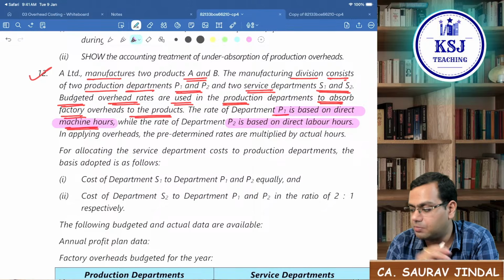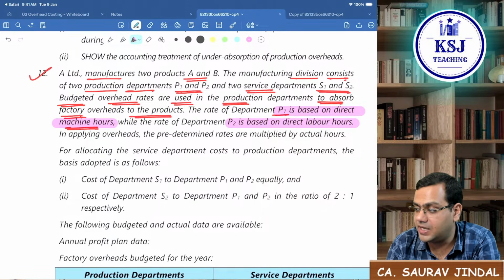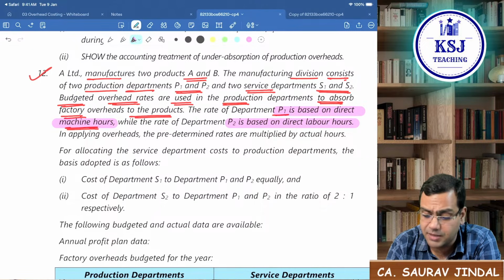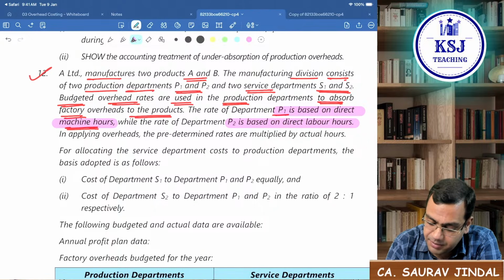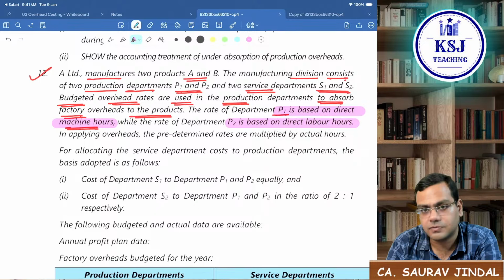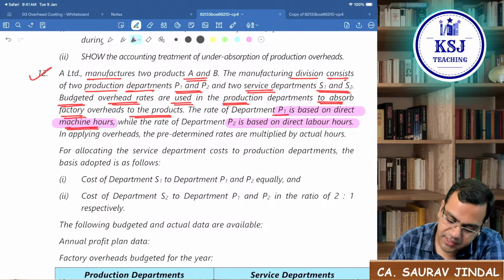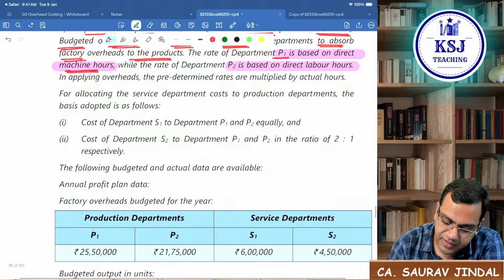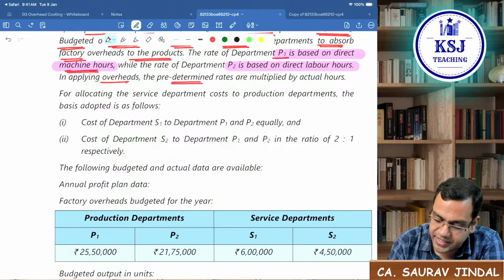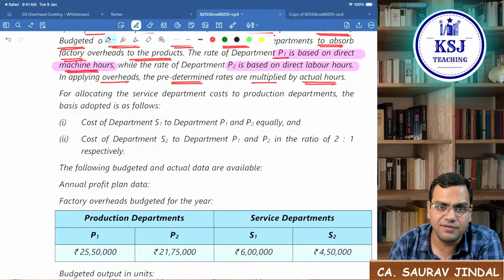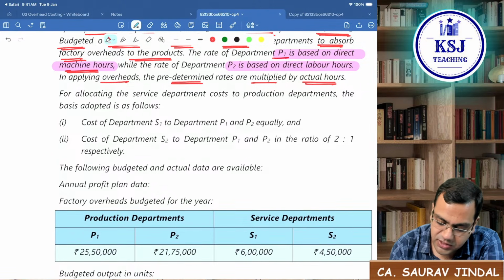That means, how is the absorption being done? In department P1, absorption is done on machine hours. In department P2, absorption is done on the labor hours. Clear? This is what is given. In applying overheads, the predetermined rates are multiplied by the actual hours. That we know, how we calculate the absorbed overheads.